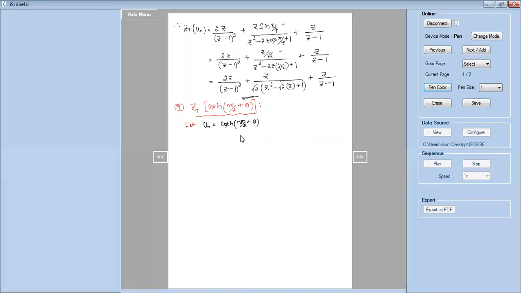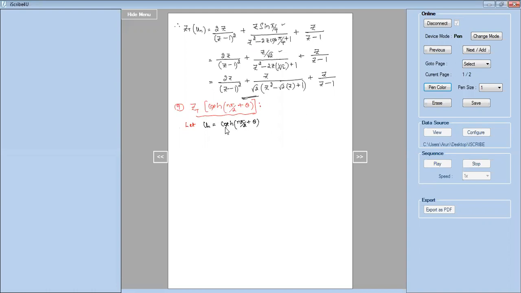Like the previous one, suppose if it is only cos, I can use the cos of a plus b formula, expand it, apply the cos n theta formula and find the z transform. But this is cosh of n pi by 2 plus theta. For this type of problem, if it is a single function like this, you have to do it like a derivation only. This is an important problem, guys, repeated many times.